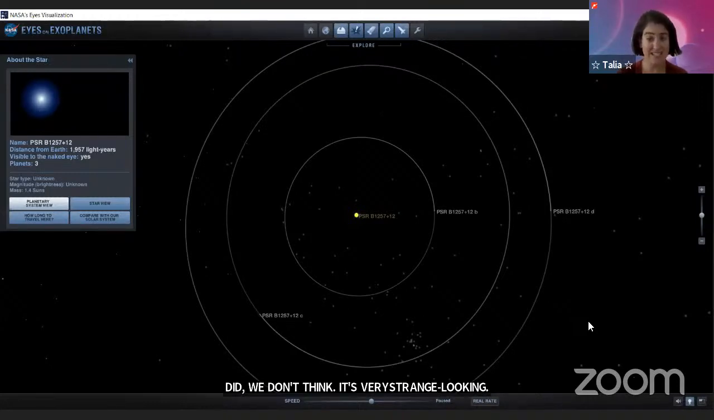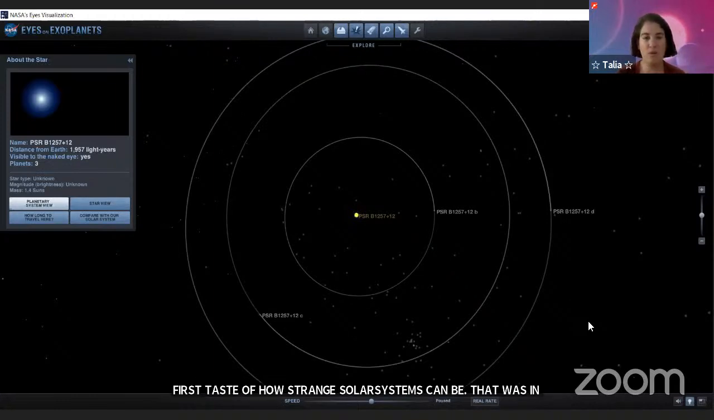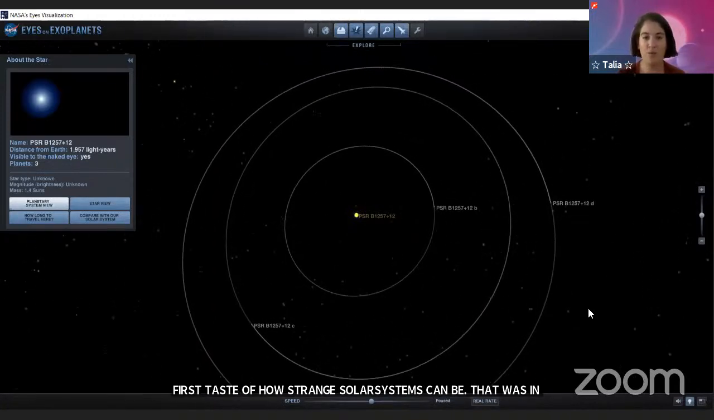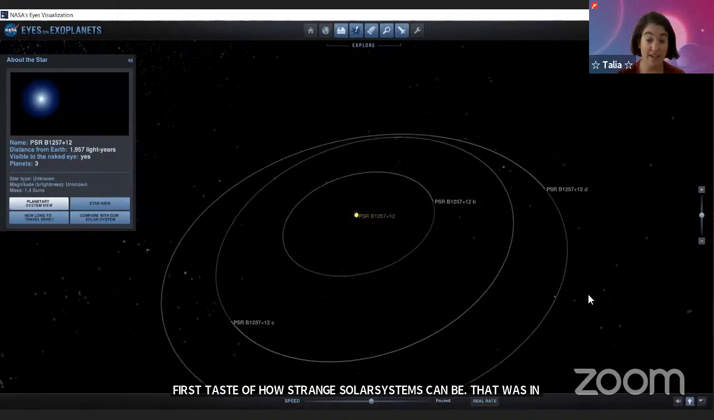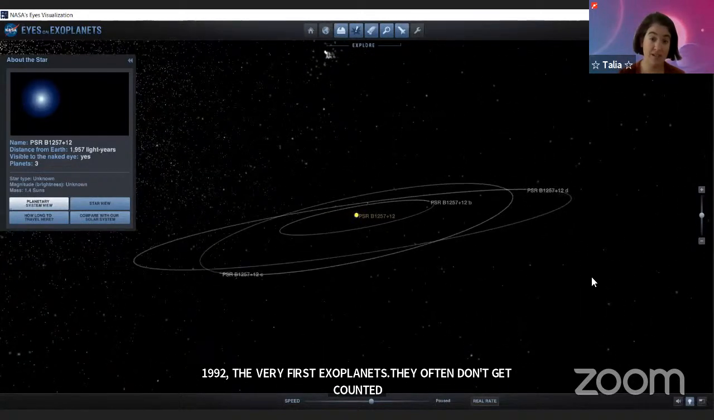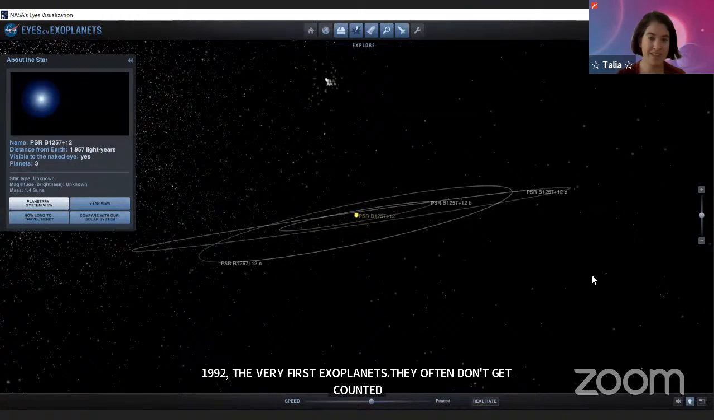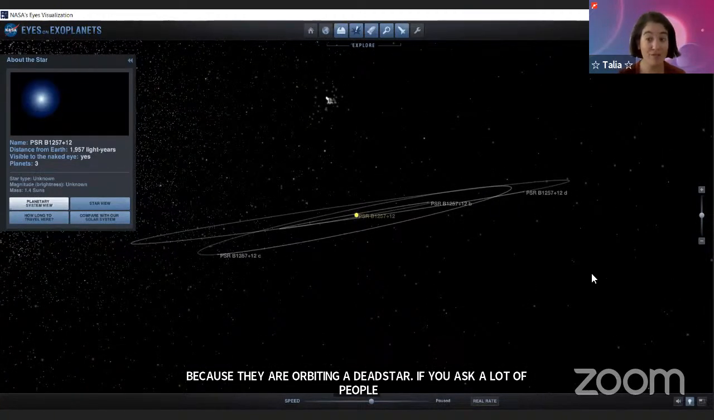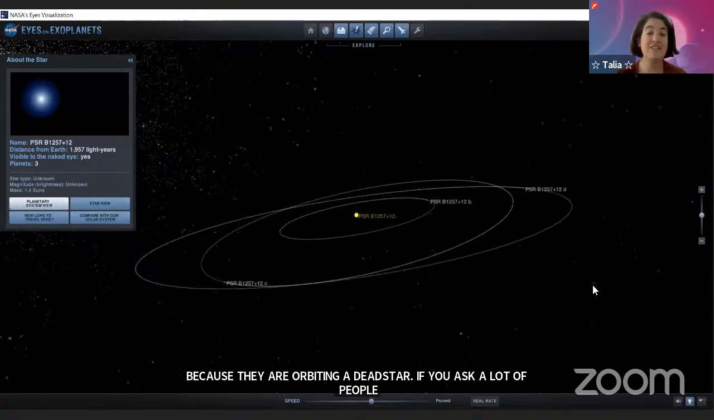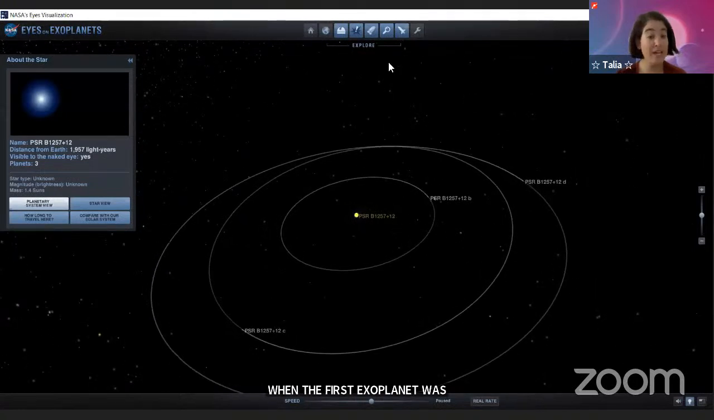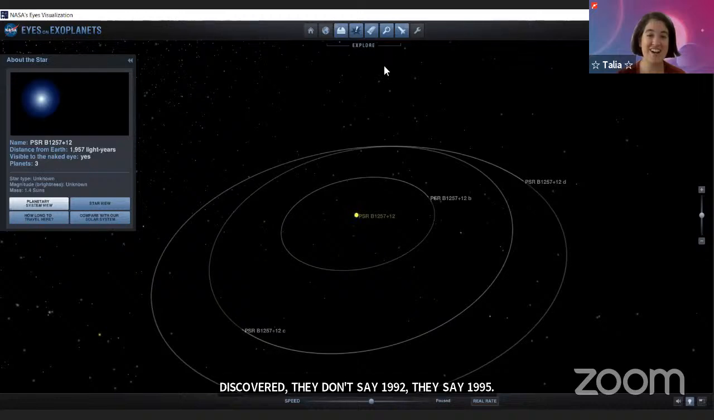So that was in 1992, the very first exoplanets. And again, they often don't get counted because they're orbiting a dead star. If you ask a lot of people when the first exoplanet was discovered, they don't say 1992, they say 1995. Because in 1995, we had another accident. Katie, can you take us to the star 51 Pegasi?